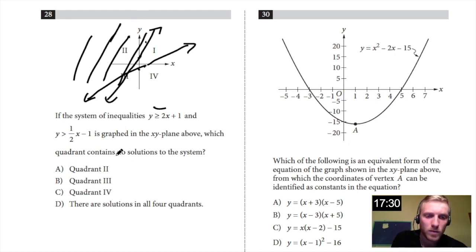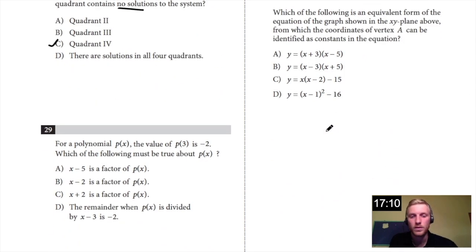So as we can see, which quadrant contains no solutions? Well, this portion of the solutions are in quadrant 1 here. Almost all of quadrant 2 is a solution, and a portion of quadrant 4 is a solution. Portion of quadrant 3 rather is a solution. So the only one which is not a solution is quadrant 4 over here. So quadrant 4 contains no solutions.